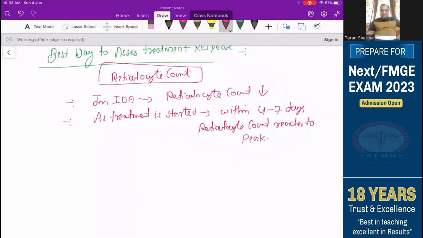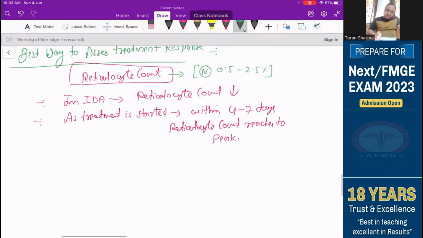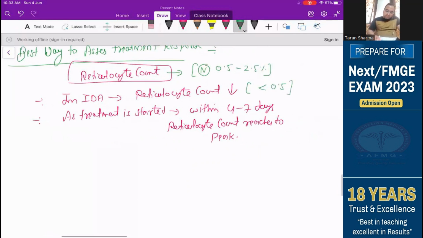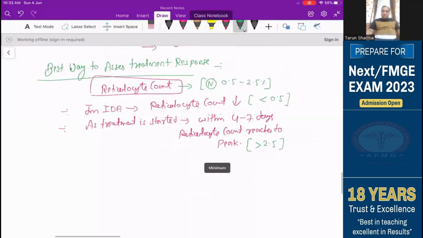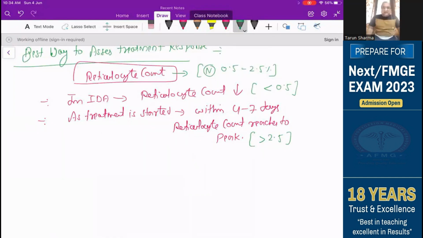So remember, in iron deficiency states, when the patient is not being treated, the normal reticulocyte count usually ranges between 0.5 to 2.5 percent, and in IDA cases, it will be less than 0.5. As you start the treatment, it will reach about 2.5 within 4 to 7 days, and that's how you can make out that the patient is responding to the iron supplementation. So that is very important.